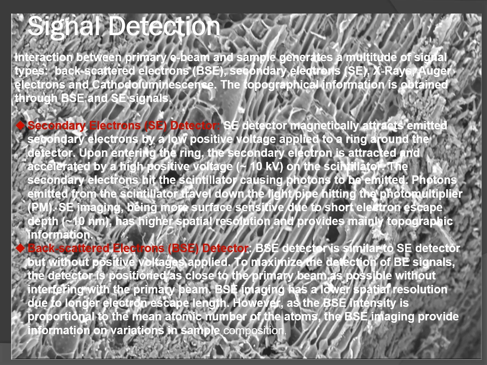The backscatter detector is similar to the secondary detector, but without positive voltages applied. To maximize the detection of the backscatter signals, the detector is positioned as close to the primary beam as possible without interfering with it. Backscatter imaging has a lower spatial resolution due to longer electron escape length. However, as backscatter intensity is proportional to the mean atomic number of the atoms, backscatter imaging provides information on variations in sample composition.